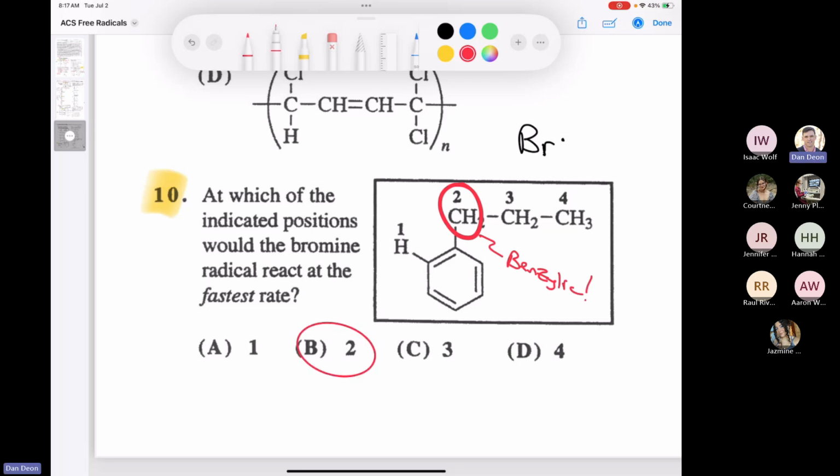So by far, could you tell me where it's going to react the slowest? Is it just going to be so sluggish it's never going to happen? Exactly. The slowest is going to be number 1. It's not even going to react. So fastest would be at the benzylic position. Slowest is going to be at this vinylic position. Not even going to happen. Not, as George Bush Sr. would say, not going to do it.